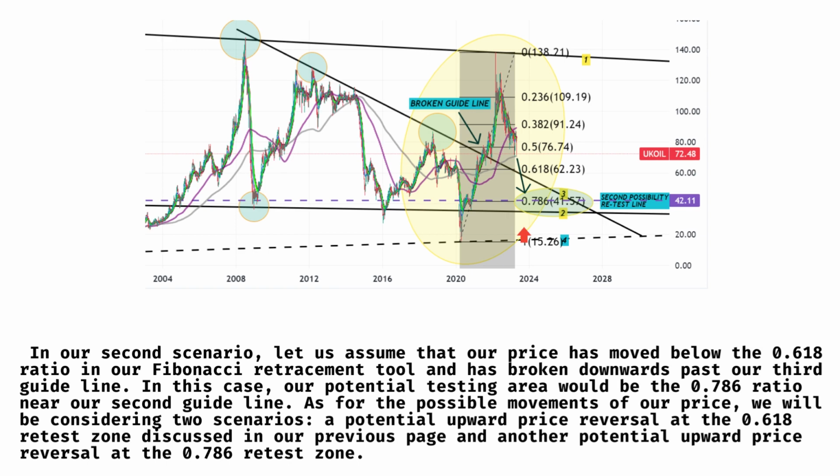In our second scenario, let us assume that our price has moved below the 0.618 ratio in our Fibonacci retracement tool and has broken downwards past our third guideline. In this case, our potential testing area would be the 0.786 ratio near our second guideline. As for the possible movements of our price, we will be considering 2 scenarios: a potential upward price reversal at the 0.618 retest zone discussed in our previous page and another potential upward price reversal at the 0.786 retest zone.